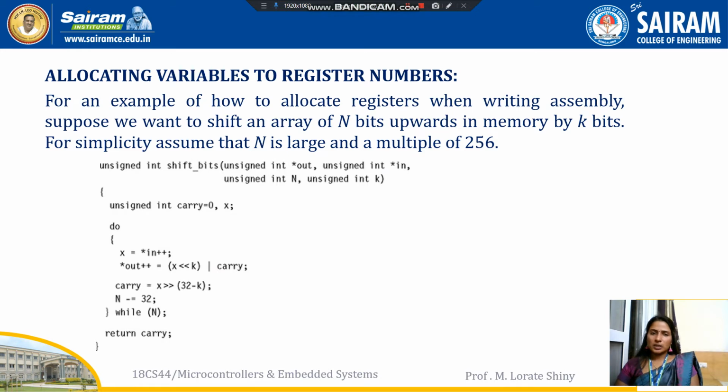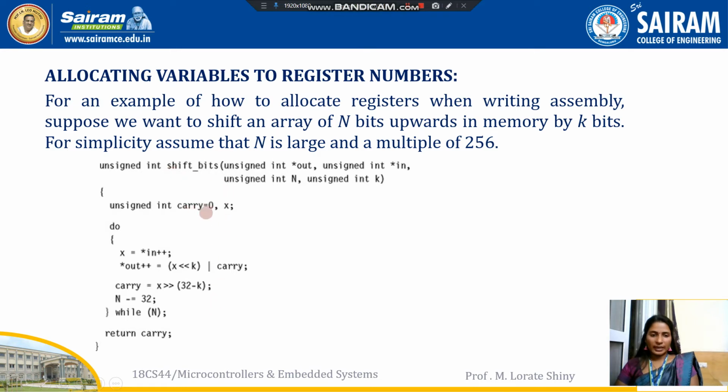Allocating variables to register numbers. Whenever we write assembly code, it will be very convenient if we use some variable instead of the register number. So we'll see one example. In this example, we are shifting an array of n bits upward in the memory by k bits. So this is a C program.